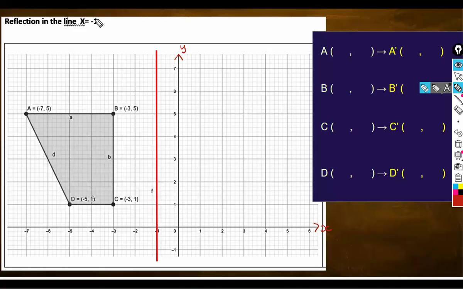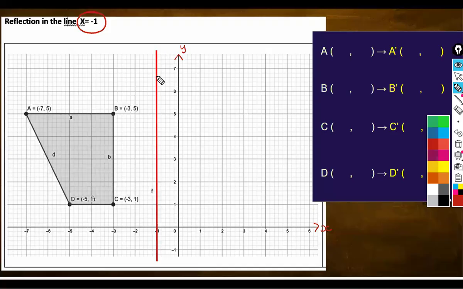Look at the first question. They want us to do a reflection in the line x is equal to -1. Remember how that special graph looks in maths? x equal to -1 is a vertical line, and that's the red line. I already drew it in for you. It's a vertical line going through what on the x-axis? You notice it's slicing the x-axis at -1.